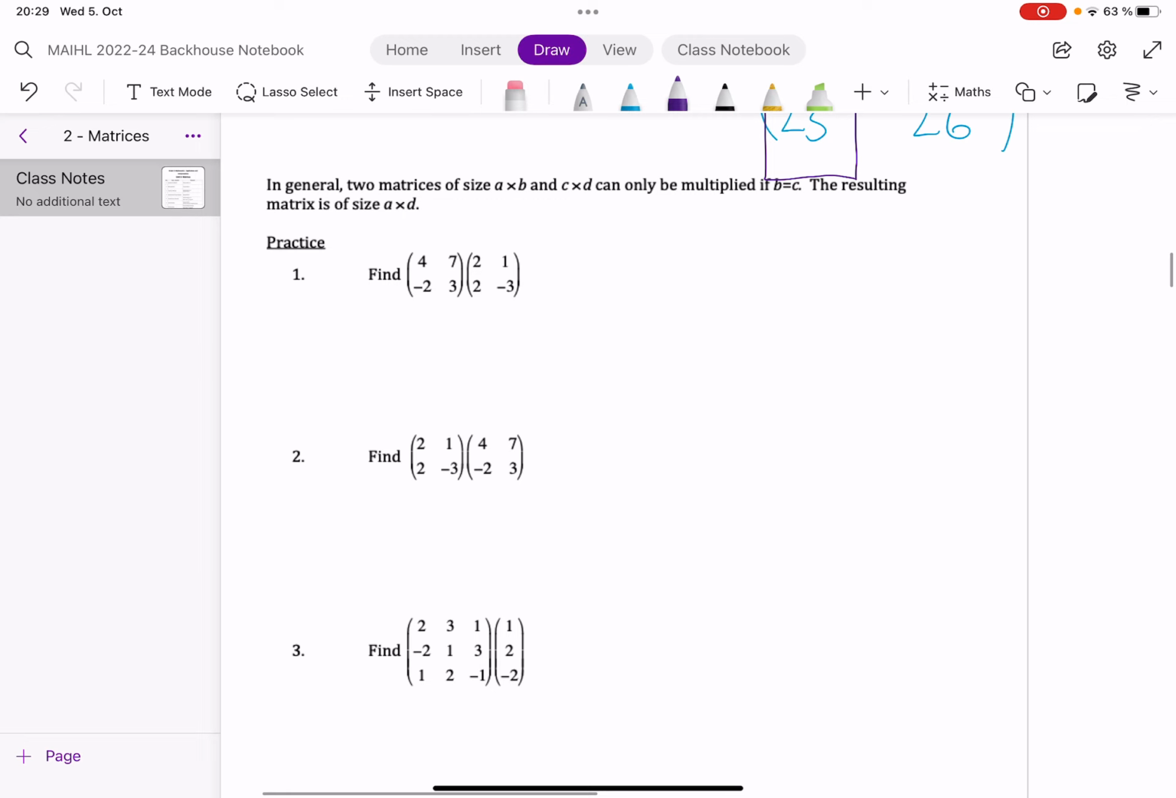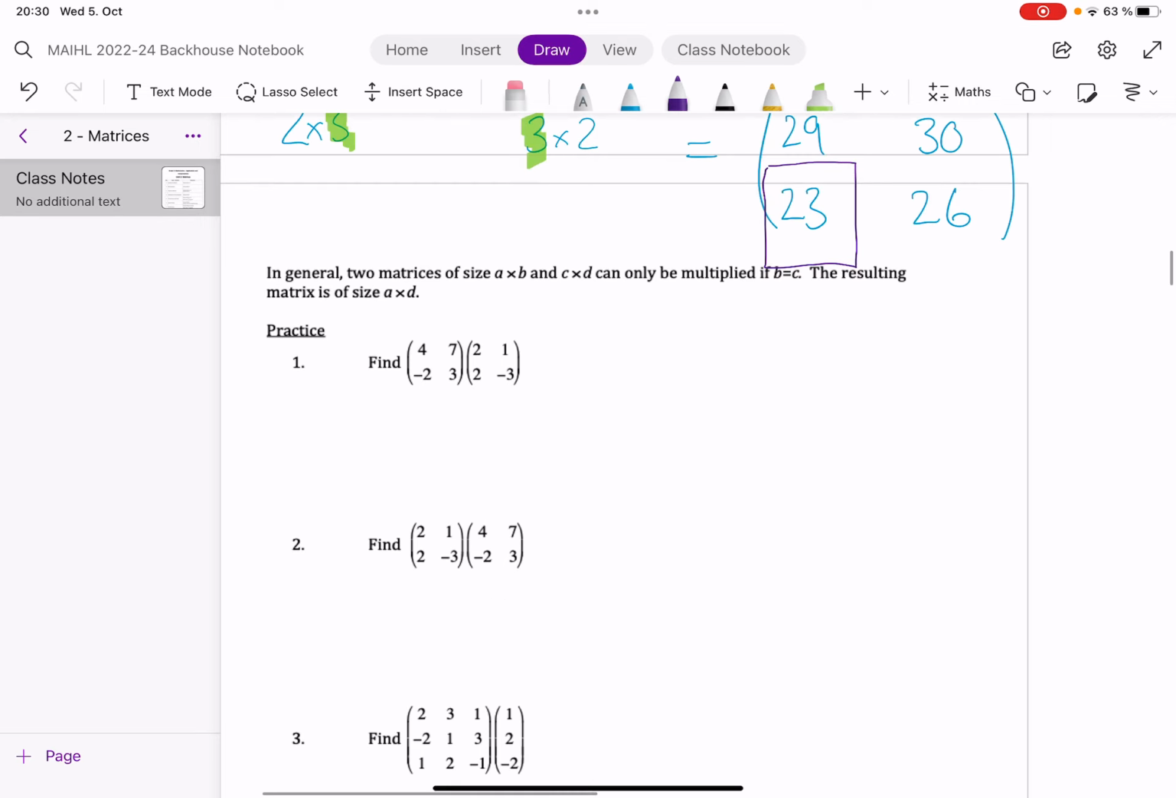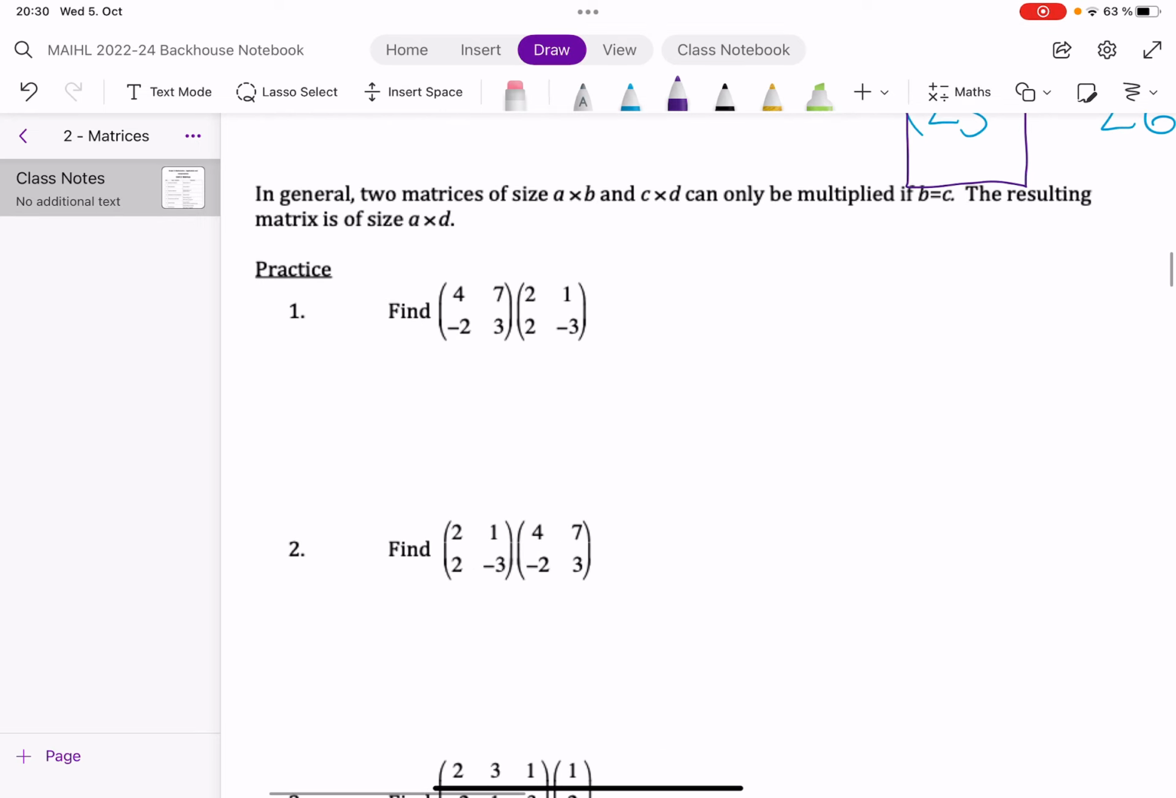You're going to look at some example questions on the next page. I will fill in answers on OneNote. I won't bother going through how to do all of those. Let's just read the note at the top. In general, 2 matrices of size A by B and C by D can only be multiplied if B is equal to C. The resulting matrix is of size A by D.